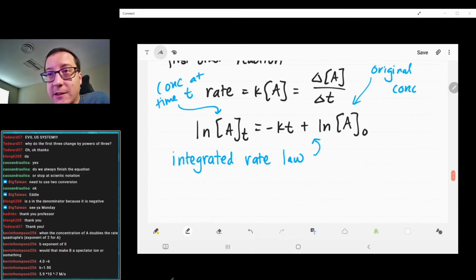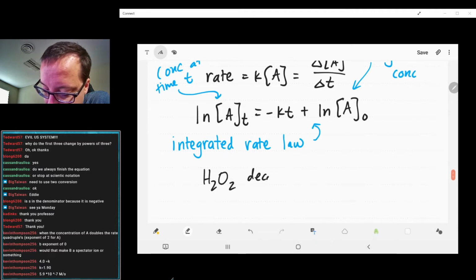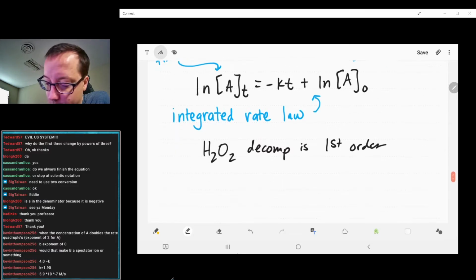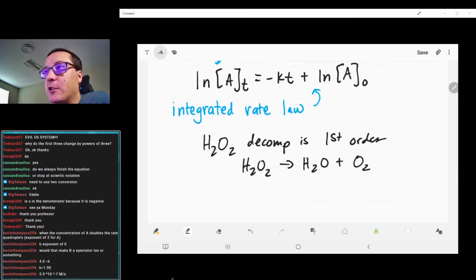So let's go ahead. Actually, we don't have a first order reaction that we did yet, right? So let's just make one up. Why not? So let's say the reaction of H2O2 decomposition. Making it up. I don't know if it actually is or not, but who cares? All right, so here's our reaction.